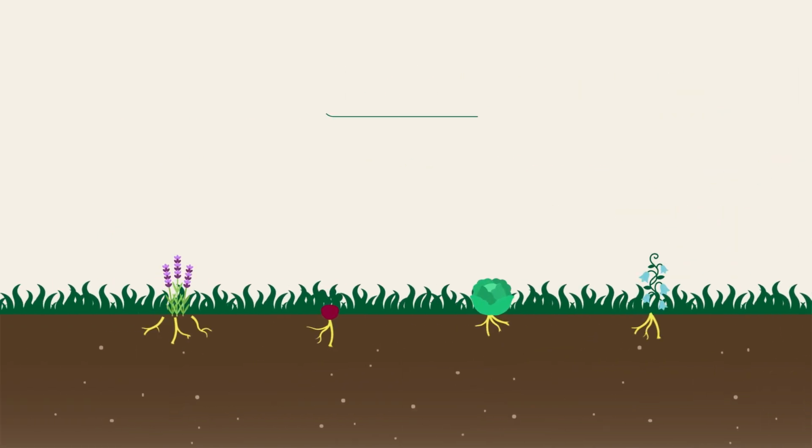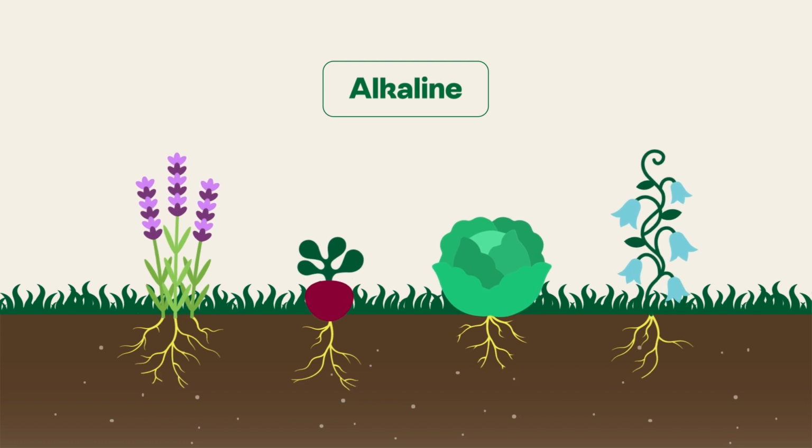And then there are plants that prefer alkaline soils. Remember, that's a pH above 7. Plants like lavender thrive in well-drained alkaline soils. Clematis prefer slightly alkaline soil for healthy flowering. Even veggies like beetroot and cabbage tolerate and prefer slightly alkaline soils.